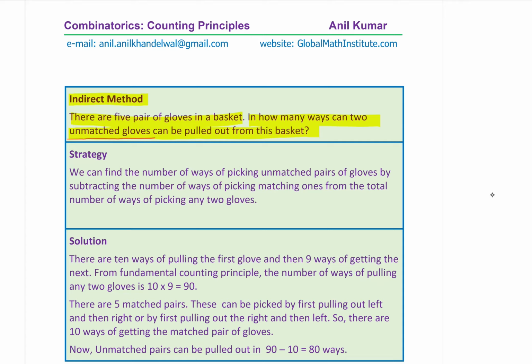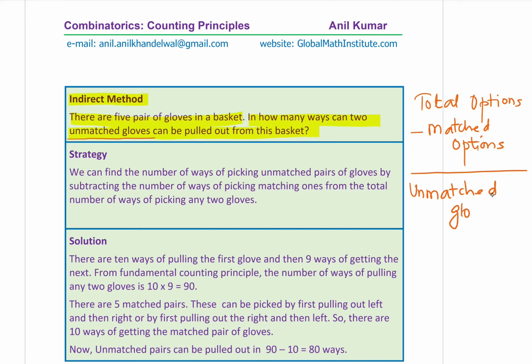When we say indirect, what we could do here is we could find total options, right? And from them, we could deduct matched options. And that will give us the options for unmatched. Does that make sense? So that is what we are calling indirect. Perfect. So that is our strategy. The strategy here is that we can find the number of ways of picking unmatched pairs of gloves by subtracting the number of ways of picking the matching ones from the total number of ways of picking any two gloves. Perfect. Now let's see how to solve it.